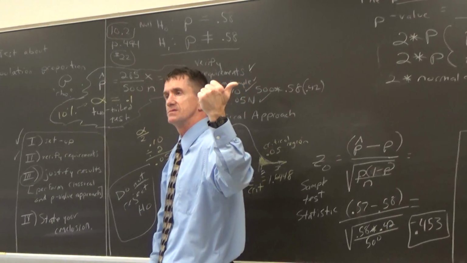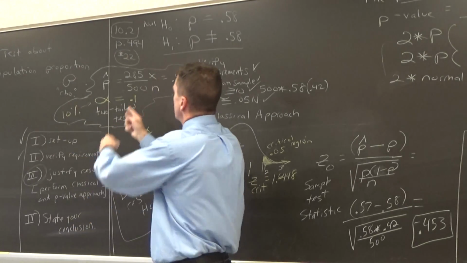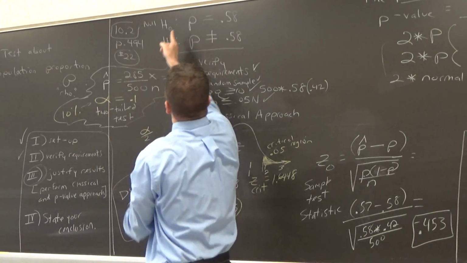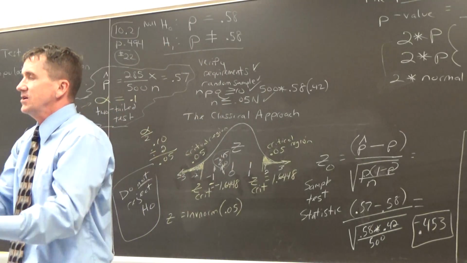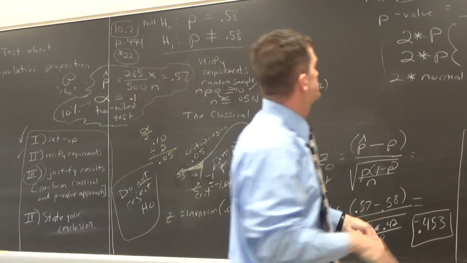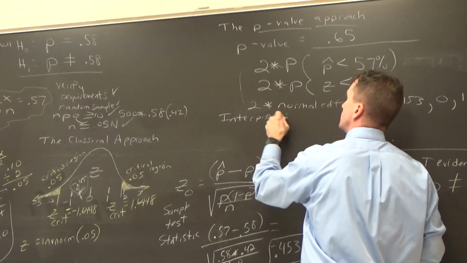I'm going to put words to this, right? We're saying it's not unusual to get results like this if that's the population proportion. That's what we're talking about. That's my interpretation of this p-value. So I'm going to interpret this. I got enough room right here. Interpret this p-value.